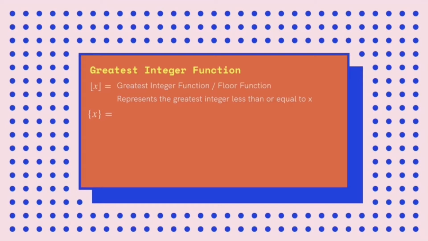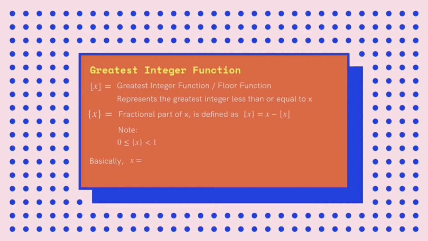We also have this notation. It is the fractional part of x. It is defined as the real number x minus its greatest integer function. So we'll just leave a note here first that the fractional part of x, being a fractional part, is greater than or equal to 0 but less than 1.